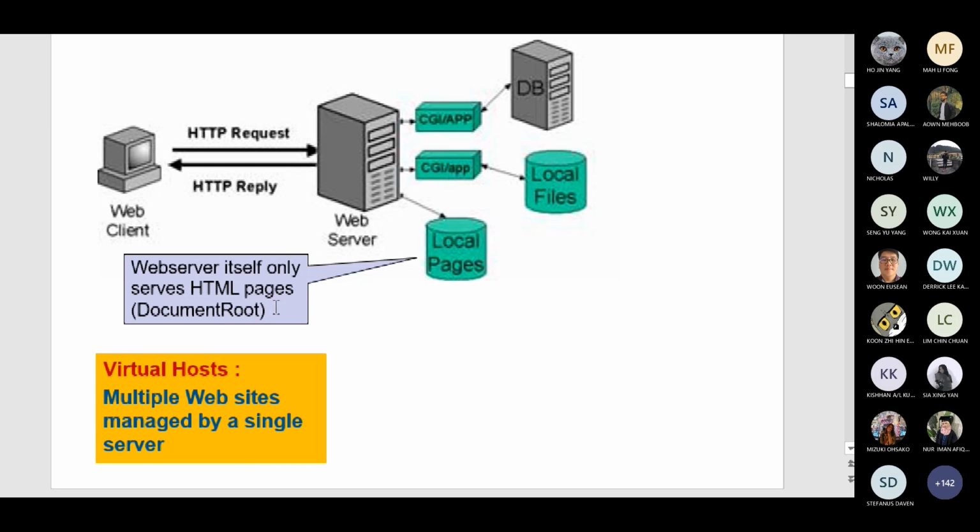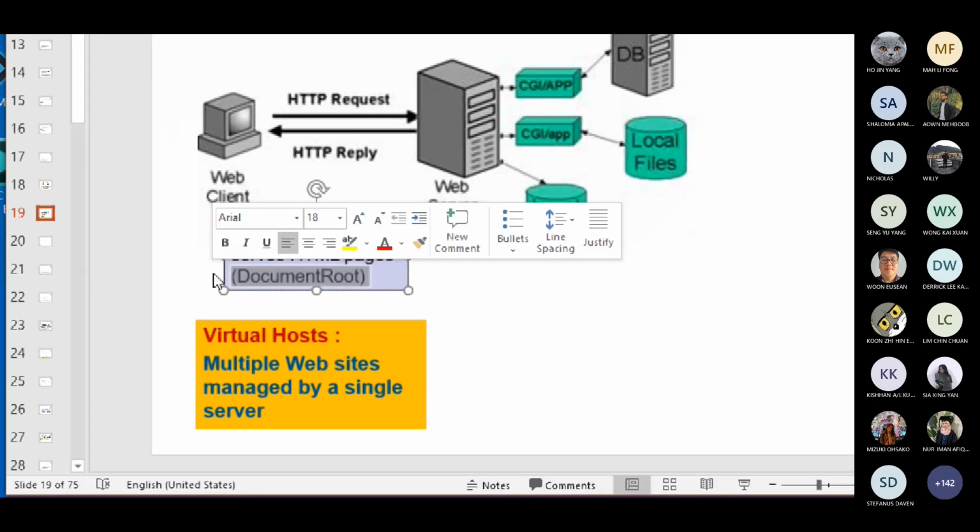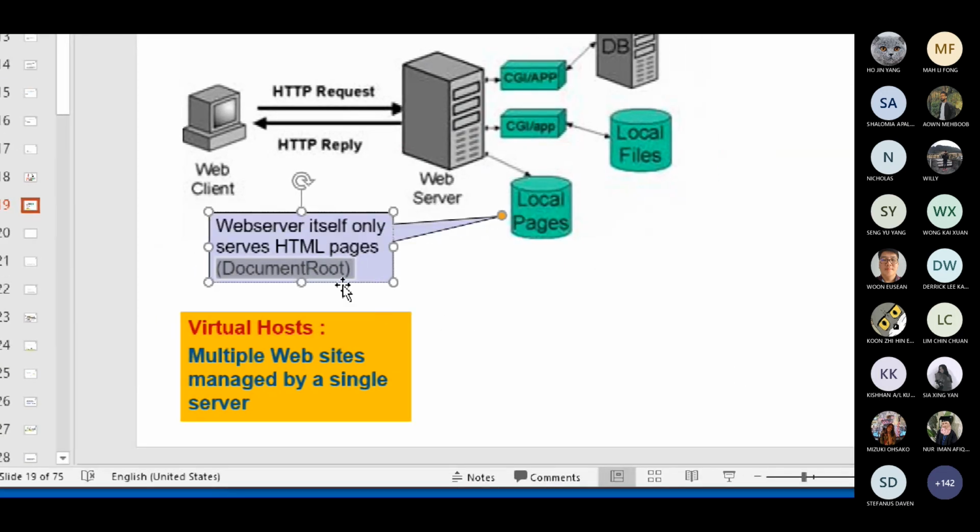Which means that in order to do that, we set up multiple document roots, one for each virtual server, and multiple directories, one for each virtual server, where the CGI apps are stored. So that's what 3.1 is about. 3.1 is about setting up these virtual hosts.